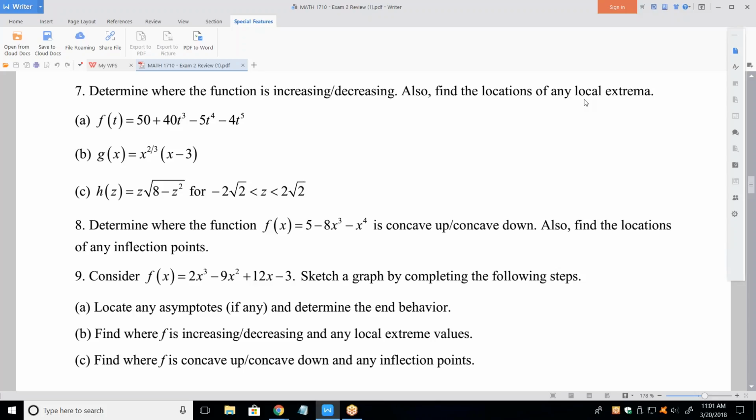Okay? So it might be worth your time to work through C and come up with all of the answers in local extrema. What we will do next time is start with 8. All right. Okay?